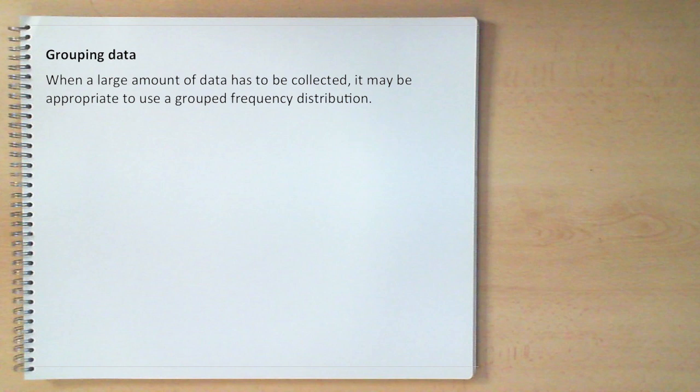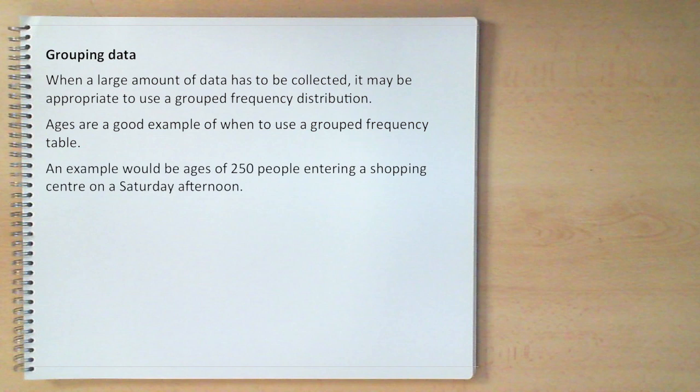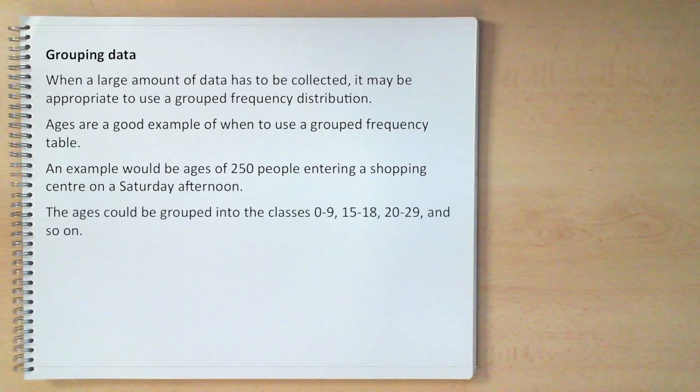If we're collecting large amounts of data, another way that's going to help us is if we put that data into groups. This way we can produce what's called a grouped frequency distribution. An example when we might want to use this is when we're talking about people's ages. If you've got several hundred people that you're looking to take information from, you might end up with a large age range. So you don't want to have a column for every single one of those ages. You'd put them into groups. So for example, you might put the groups into ages of 0 to 9, 15 to 18, and so on.